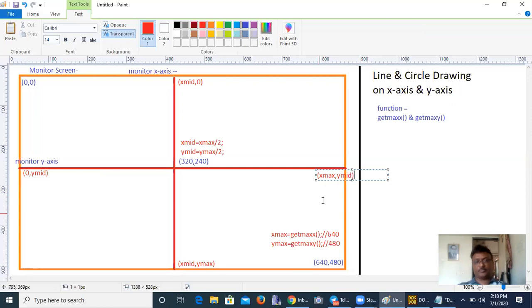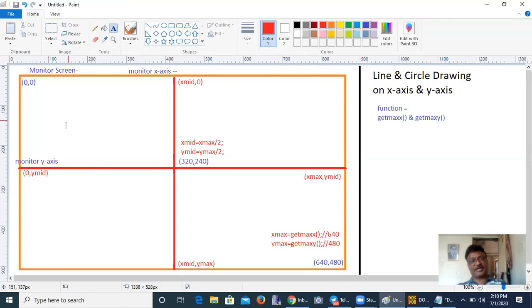So all of you listen here. When you are incrementing in the x direction, you have to increment the x, so here 0 becomes x max, and y mid stays as it is. Suppose I am incrementing in the y direction, then you have to increment the y. So this is my x mid, 0, and here x mid, y max. Now using this, you have to draw your x-axis and y-axis.